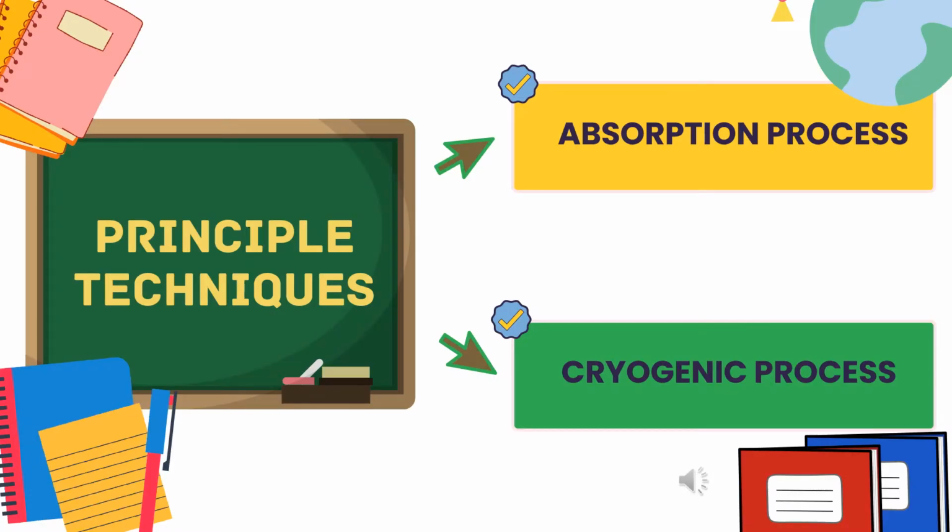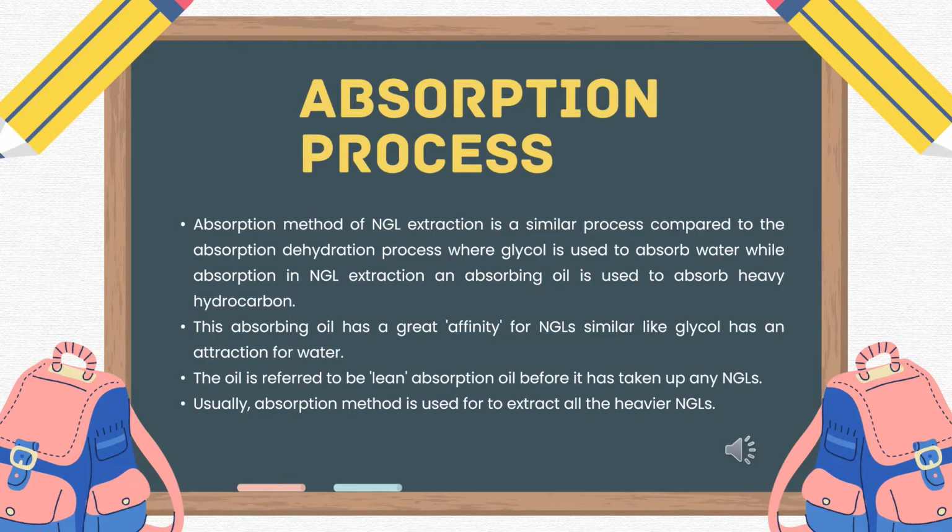Principal technique. There are two principal techniques for NGLs. The first one is absorption process and the second is cryogenic process. Absorption process. The absorption method of NGL extraction is similar to the absorption dehydration process, where glycol is used to absorb water, while in NGL extraction an absorbing oil is used to absorb heavy hydrocarbons. This absorbing oil has a great affinity for NGLs, similar to how glycol has an attraction for water.